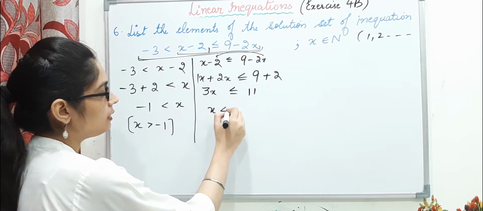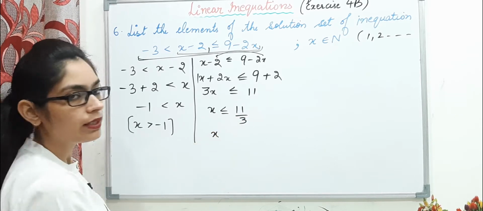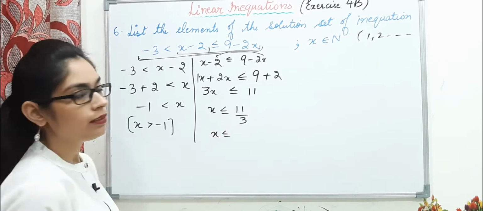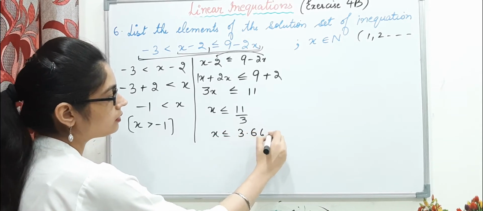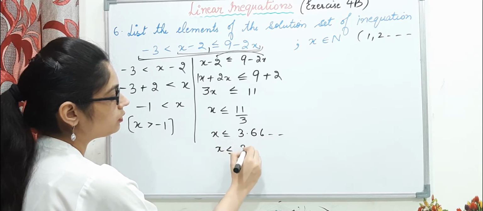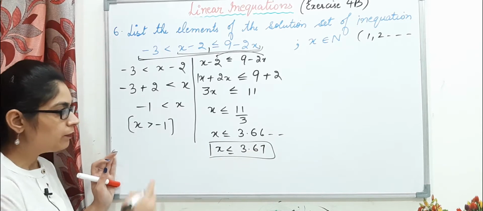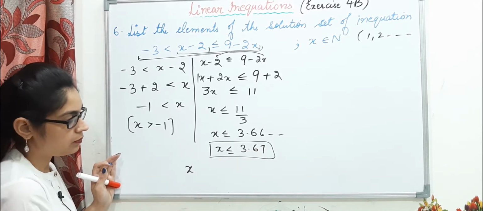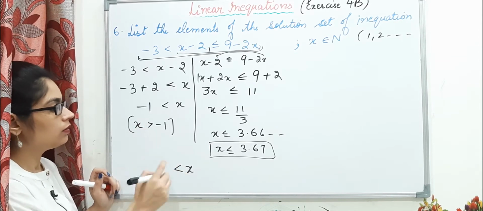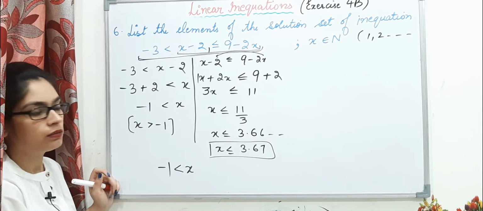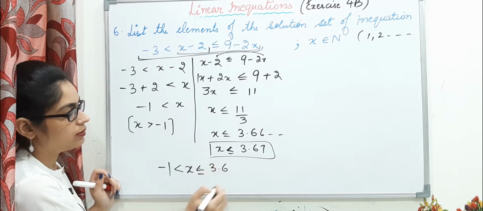So x is less than or equal to 11 by 3. 11 by 3 we can convert into decimal. After converting, you can say it will be 3.666, or you can write x is less than or equal to 3.67. If I want to write both the values together, we can write it this way: x in the center, x is greater than minus 1, so x is less than or equal to 3.6.